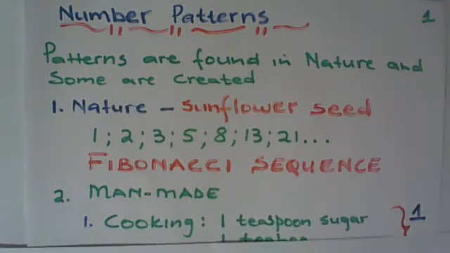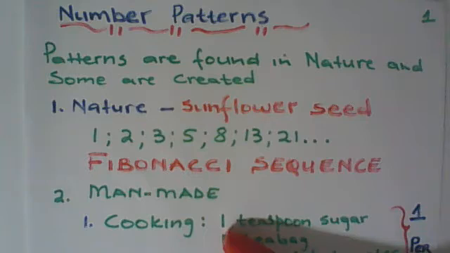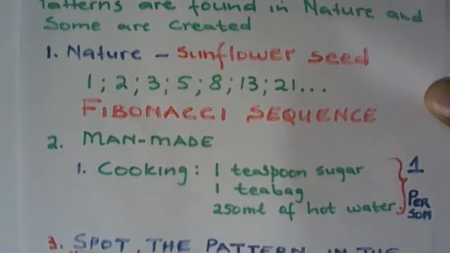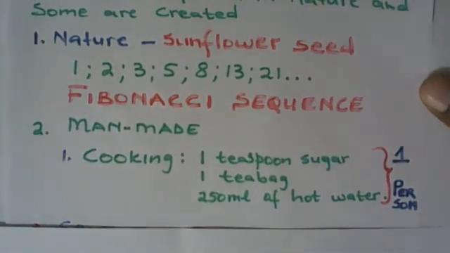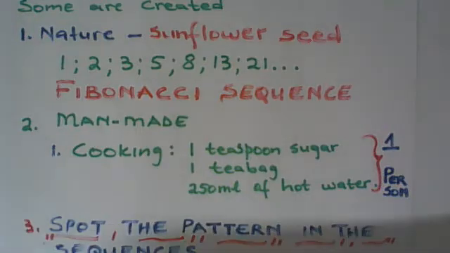So let us just check this. When you cook, let's take cooking. How to make tea. You take 1 teaspoon sugar, 1 tea bag, and 250 milliliters of hot water. These are numbers, guys. So if you want to increase the number of cups, you are going to increase these numbers. So that is, this forms patterns.